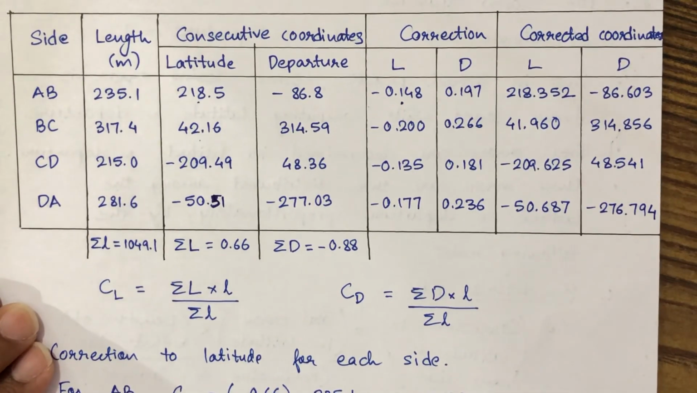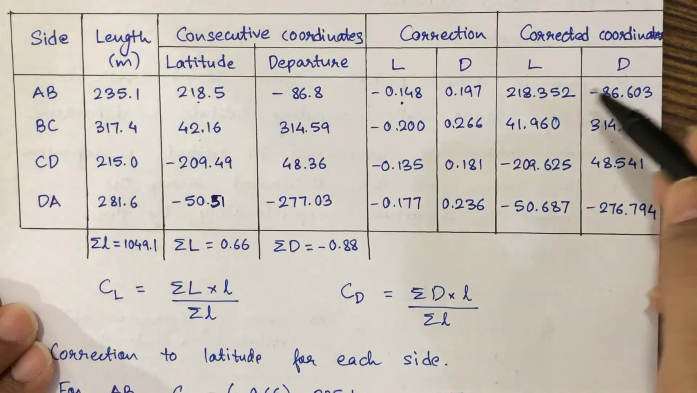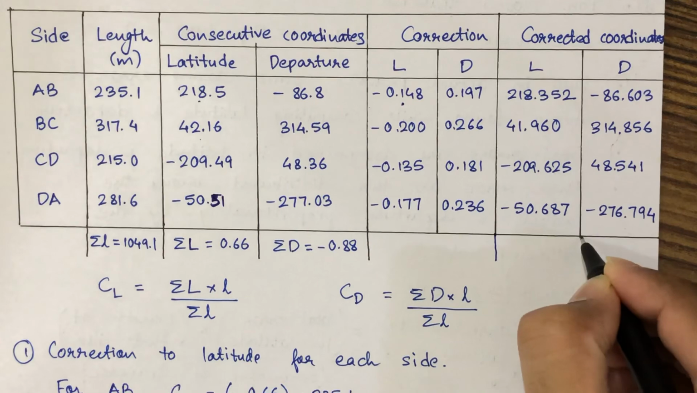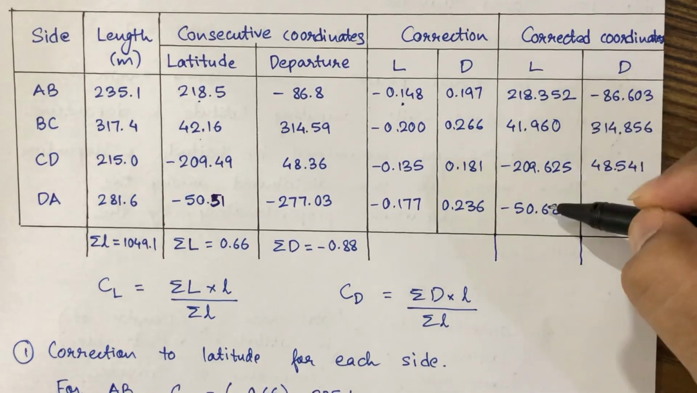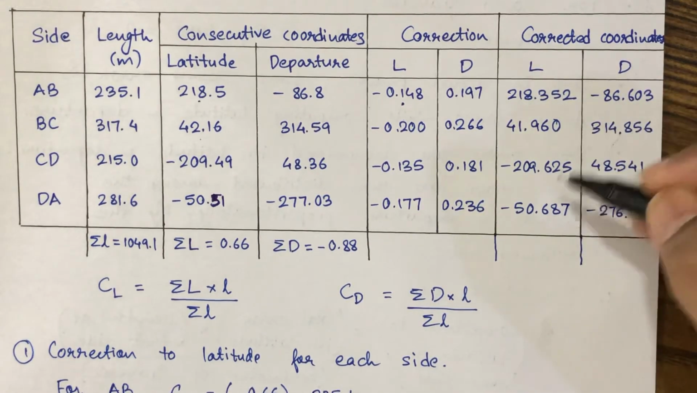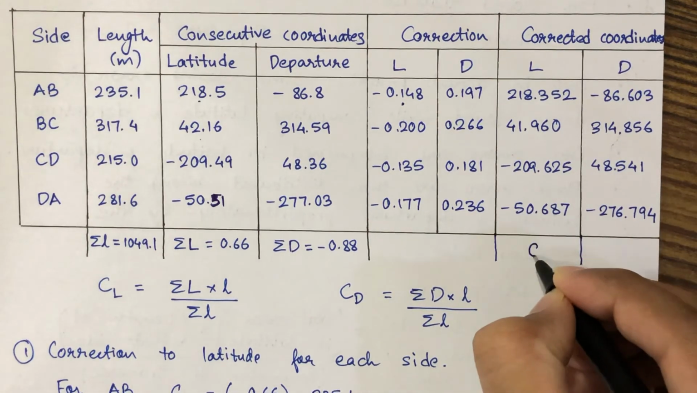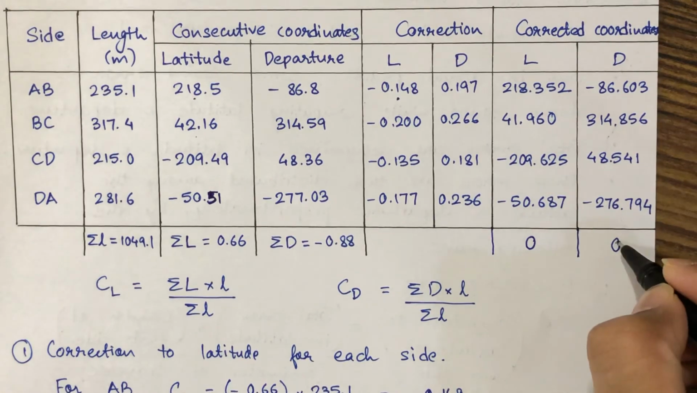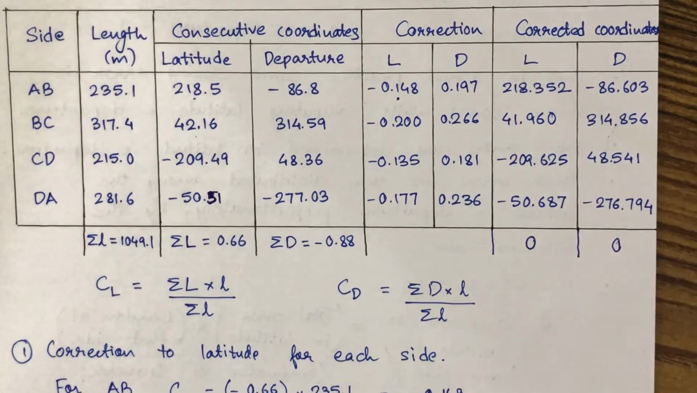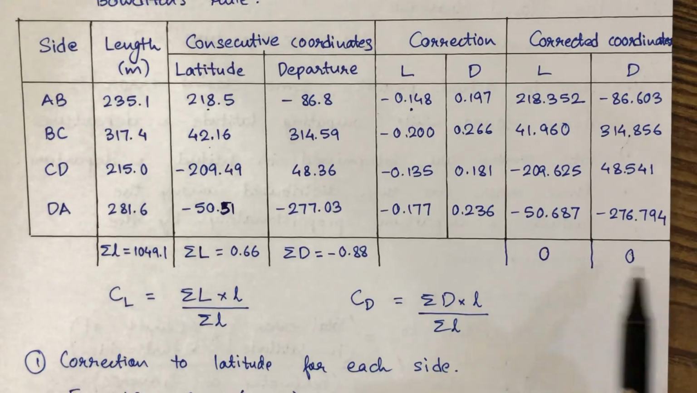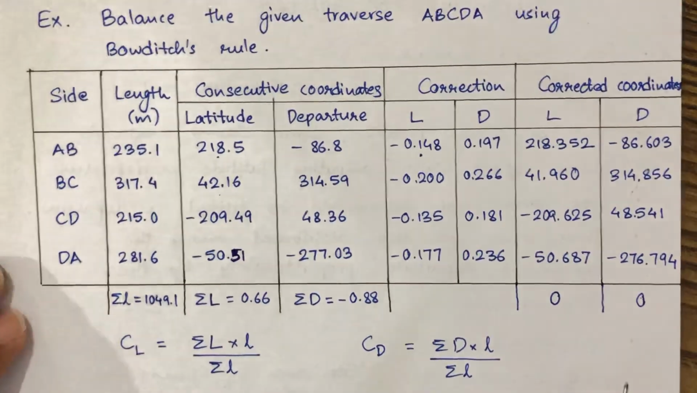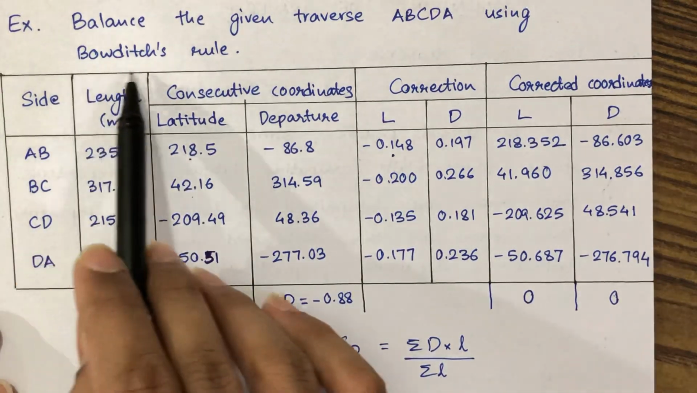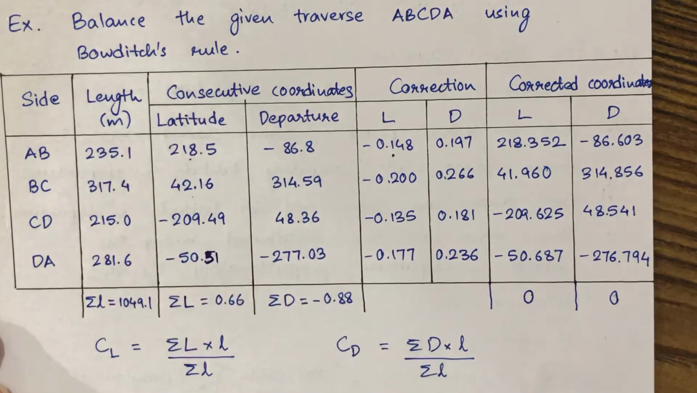Now we'll check the total summation of latitude and departure. When we add up all these values, both total up to 0, for latitude as well as departure. When it adds up to 0, it means that we have balanced the given traverse, and this method is known as the Bowditch rule.